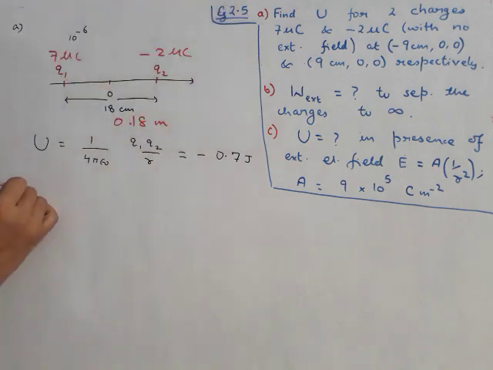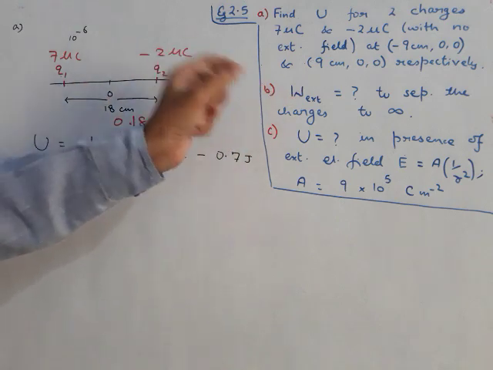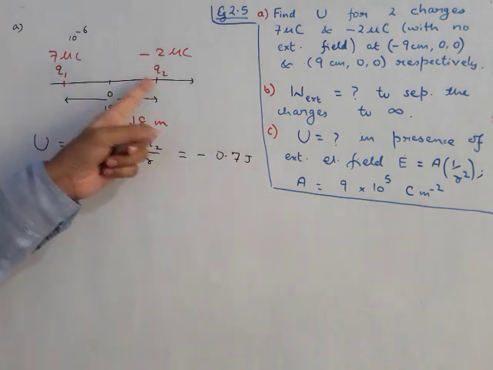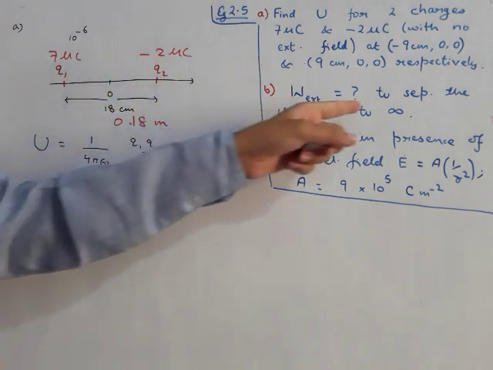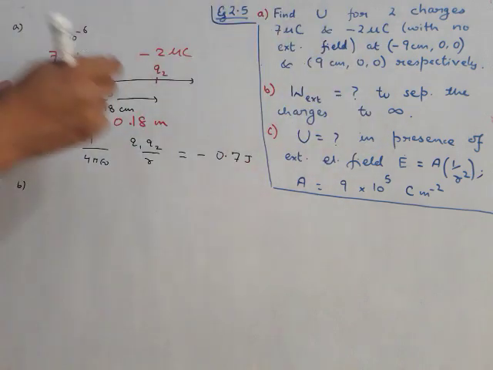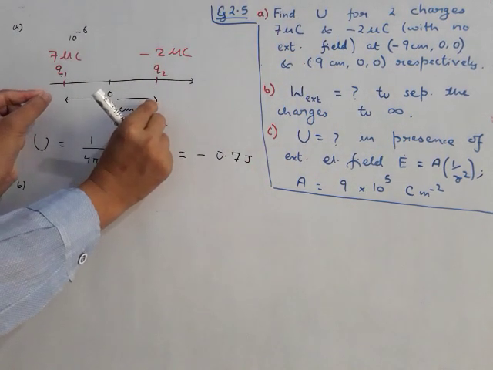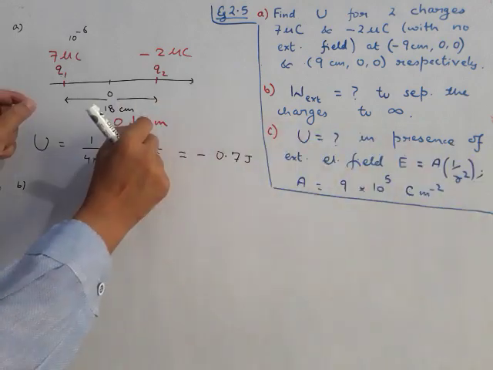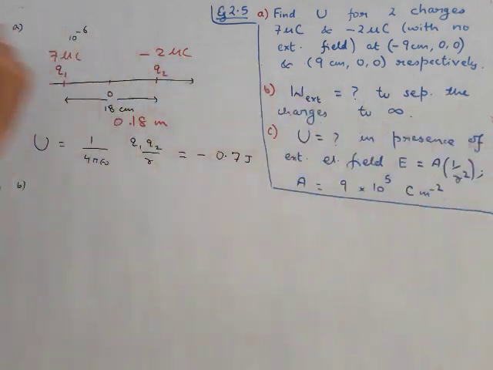Let's see the second part of this question, part B. What does it read? You have to find the total work done by an external agent to separate these two charges q1 and q2 to infinite separation. So you hold these two charges q1 and q2 and then increase their separation to infinity. For doing so, you have to do some work. How much work is to be done by you?